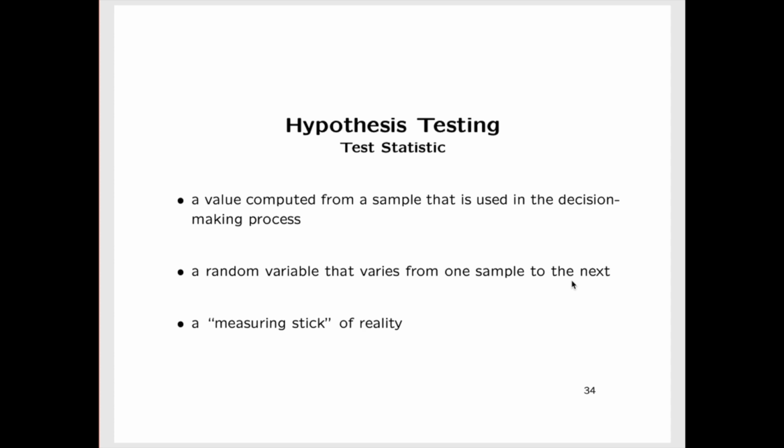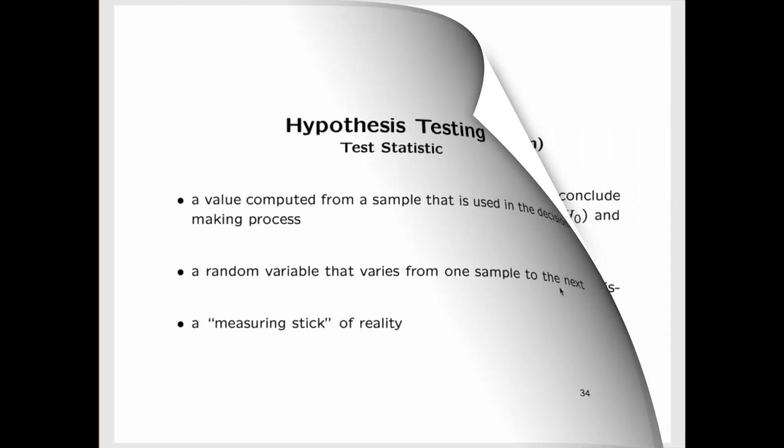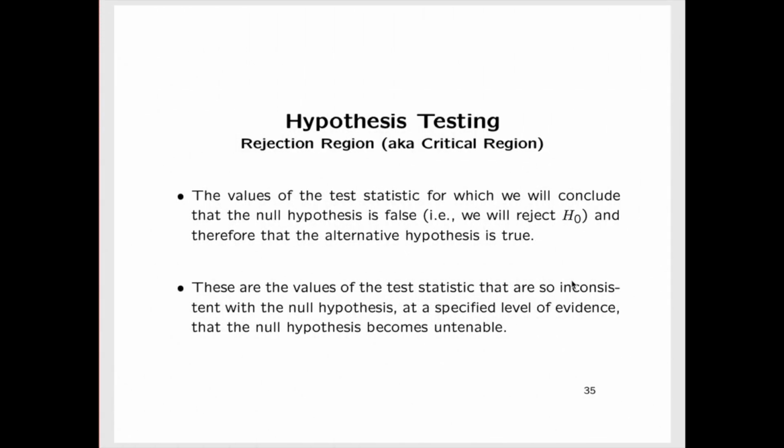Then we have a test statistic. This is a value computed from a sample that is used in the decision-making process. It's a random variable that varies from one sample to the next. And it is, again, our measuring stick of reality. Then we have the rejection region, also known as the critical region. The rejection region, or the critical region, is the set of values of the test statistic for which we will conclude that the null hypothesis is false, and therefore that the alternative hypothesis is true.